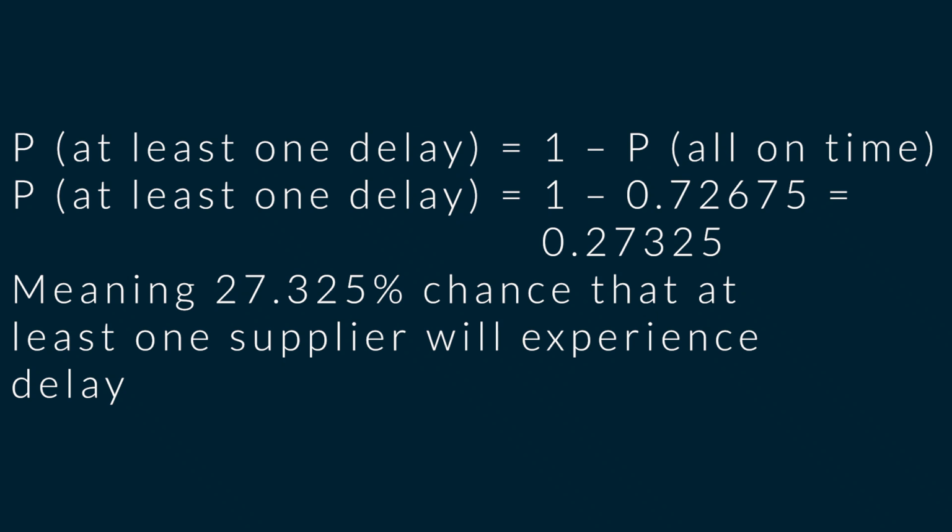But then there is a question of what are the chances that one of those suppliers is not going to deliver on time? Because remember, you rely on all 3 of them. Again, it's just simple math. The probability of at least one delay is 1 minus the probability of all delivering on time. So in this case, you have 1 minus 0.72675. And so the chance that one of them is going to deliver late is 0.27325, meaning a 27.325% chance that at least one supplier will experience delay.